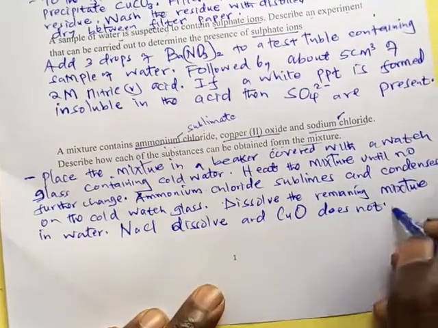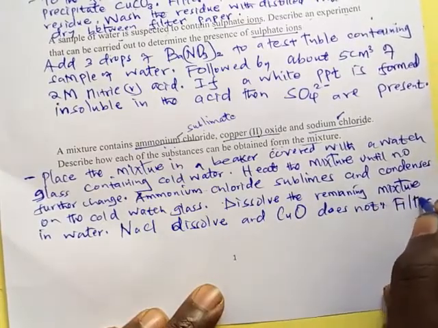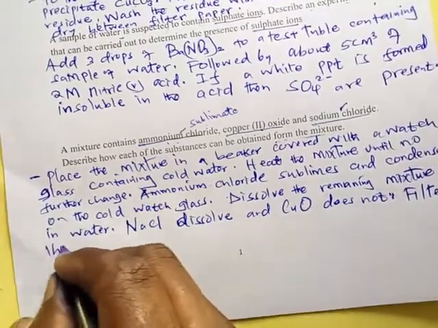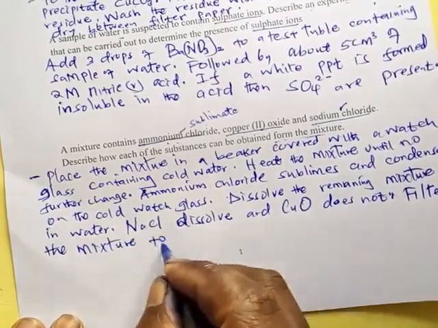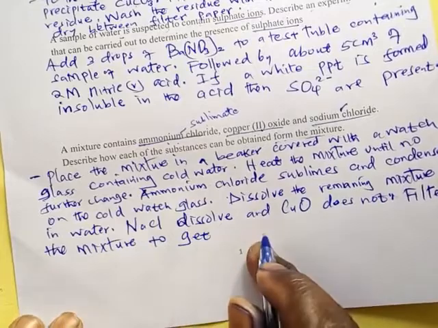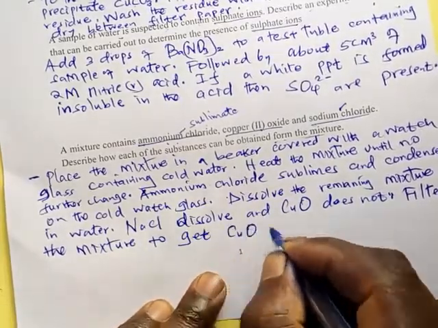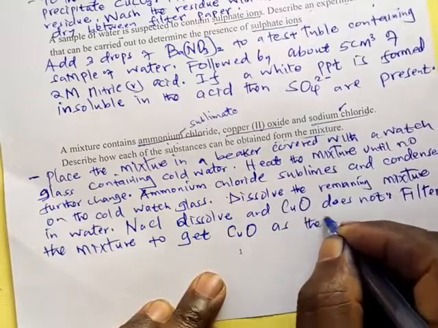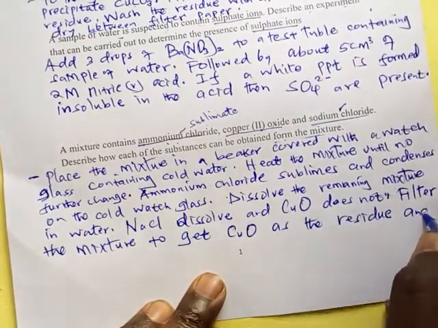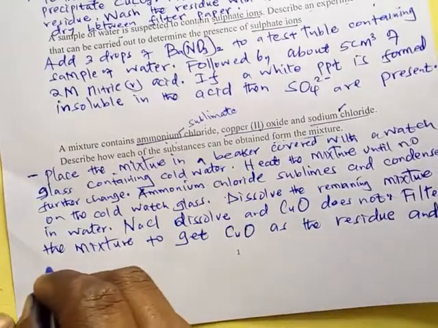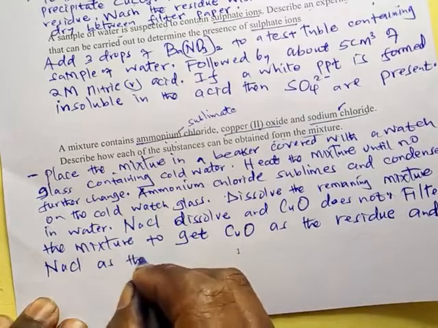So what do you do next? You filter the mixture to get copper 2 oxide as the residue and sodium chloride as the filtrate.